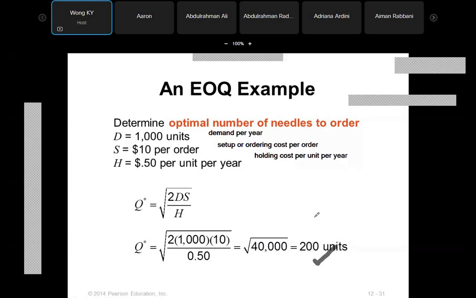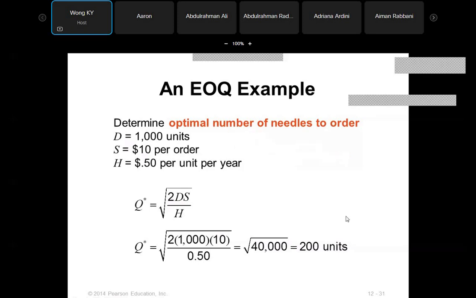Clear? This 200 units is not the total quantity that the company should order every year. Please don't get confused. This 200 units is the order quantity that the company should order every time it places an order. So every time the company wants to purchase the needles, as the raw material from the supplier, every time it should order 200 units. That is the meaning. Okay, so let's continue with this question. D, you know already 1000, S is 10, H is 0.5, Q star is calculated as 200.